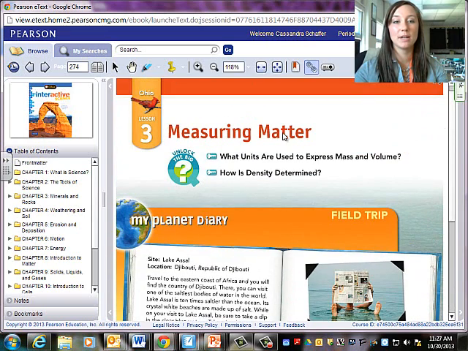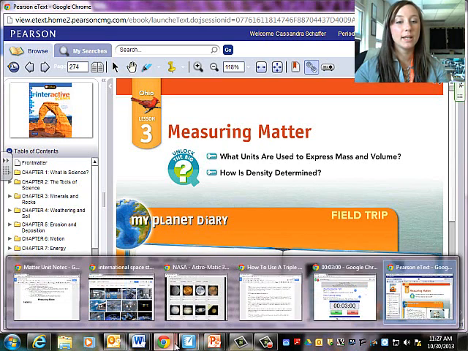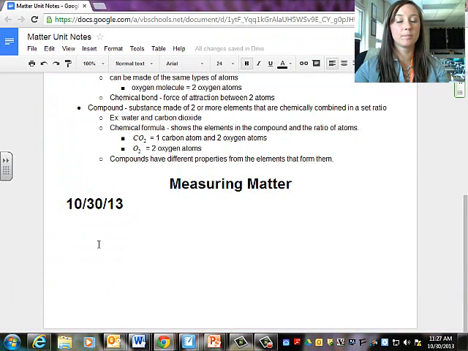So when I go to set up my notes here, I'm going to take my section title because everything that we're going to be talking about here for the next week or two is going to be all about how we measure matter. So let's go ahead and go over to our notes. And so today I've added measuring matter as my big heading, and my date is 10/30/13.